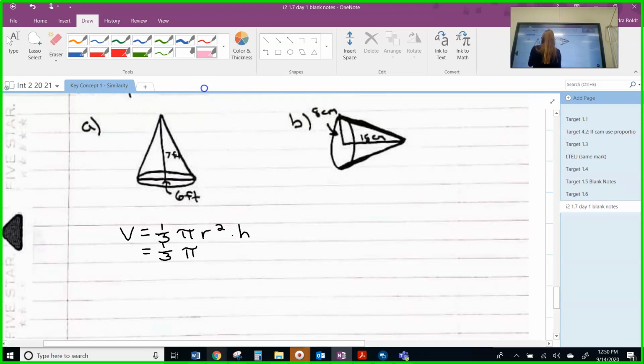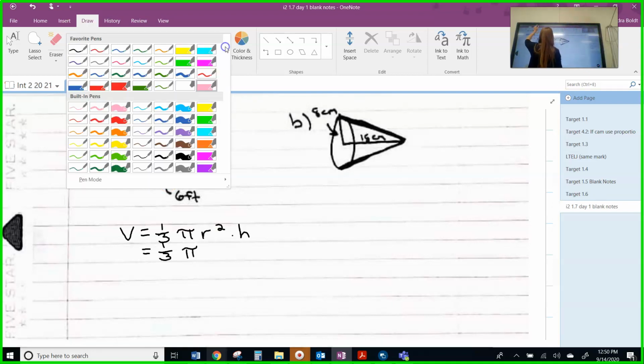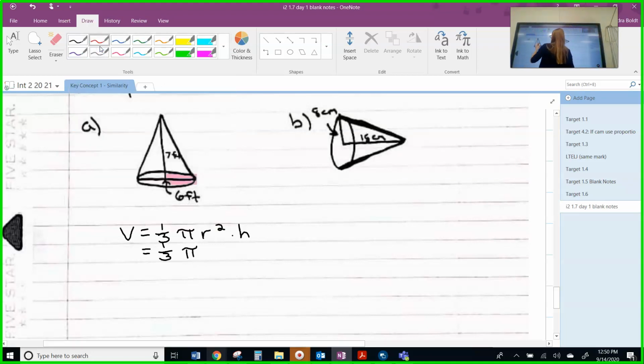Again, the radius is half of the line, and this line goes all the way across. I can see the line going from one side all the way to the other. So that means this radius is 3, again, because 6 times 1/2 equals 3. So that's 3 squared. And then our height here is 7.